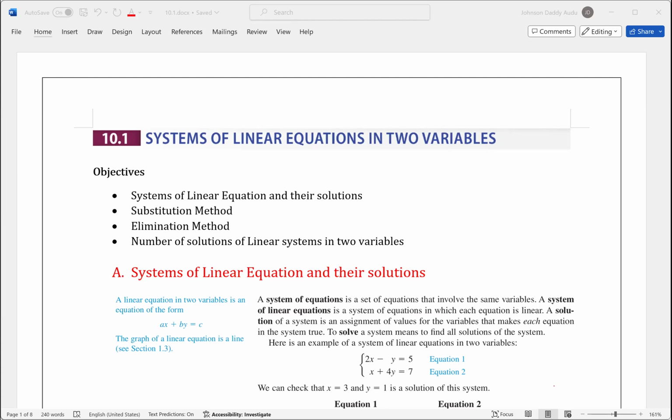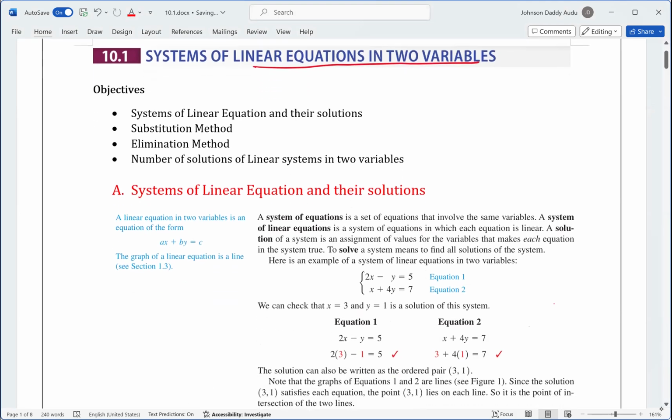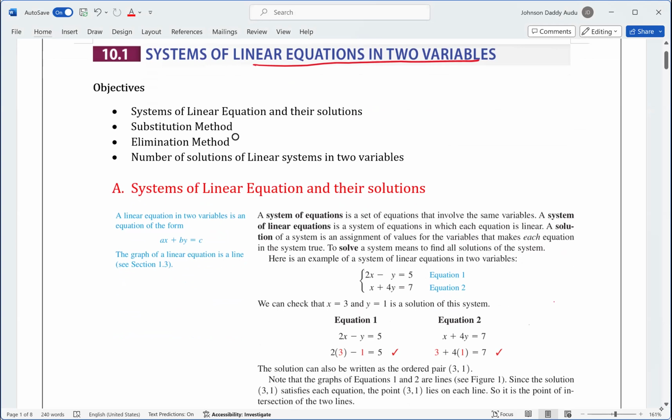So this video is about 10.1, which is the system of linear equations in two variables. And so here we're talking about what is a linear system, how to solve or find the solution of a linear system, and also how to determine the number of solutions for linear systems.